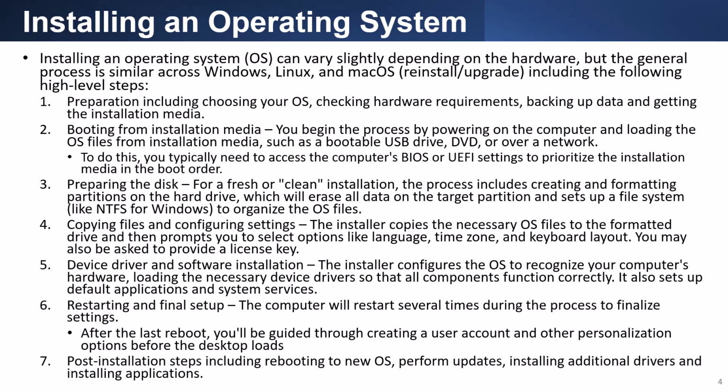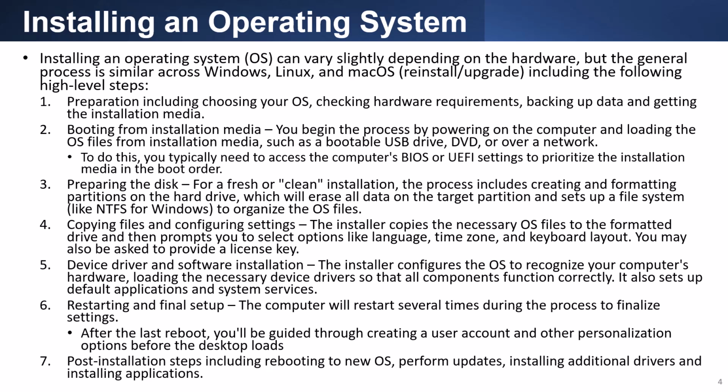Installing an operating system can vary slightly depending on the hardware, but the general process is similar across Windows, Linux, and macOS, including the following high-level steps. Preparation includes choosing your OS, checking hardware requirements, backing up data, and getting the installation media. Then, booting from the installation media, you begin the process by powering on the computer and loading the OS files from the installation media, such as a bootable USB drive, DVD, or over a network. To do this, you typically need to access the computer's BIOS or UEFI settings to prioritize the installation media in the boot order.